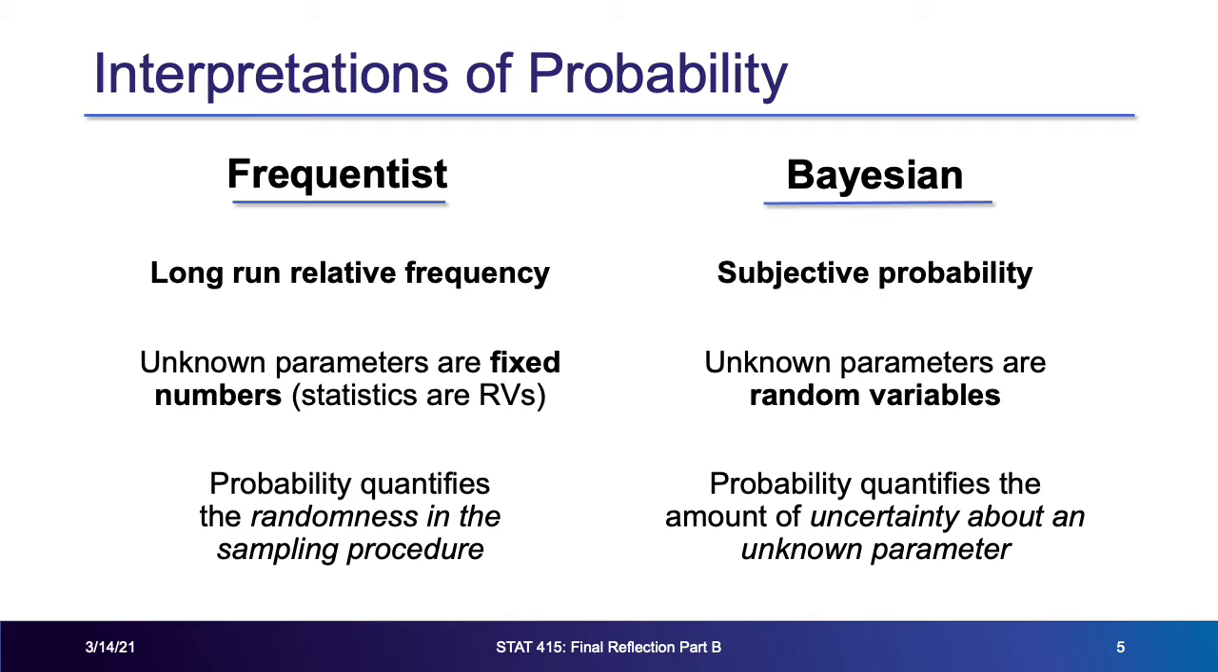The Bayesian understanding and interpretation of probability is different. It thinks of probability subjectively, or has to do with subjective probabilities. The unknown parameters of a population are understood as random variables. So probability in the Bayesian understanding quantifies the amount of uncertainty about an unknown parameter. I'll elaborate on this on the upcoming slides.